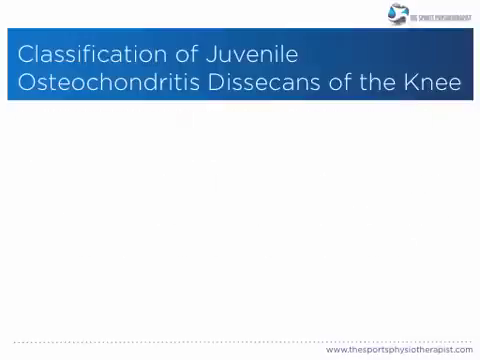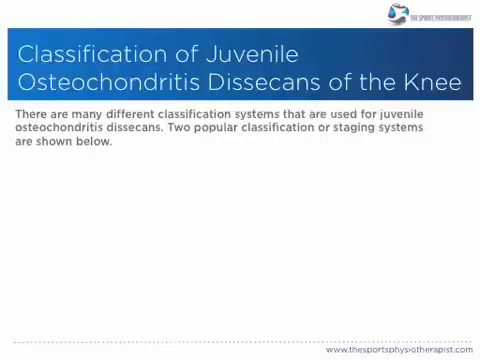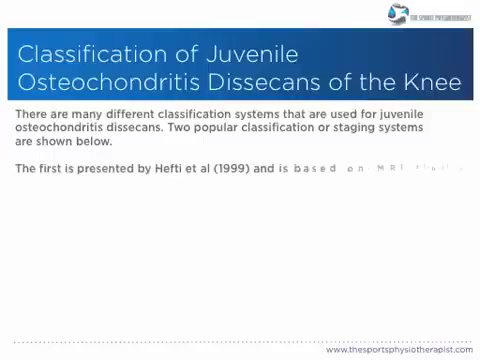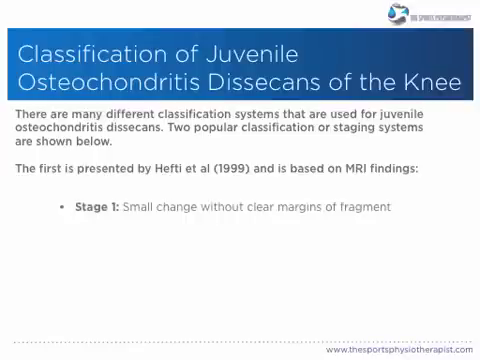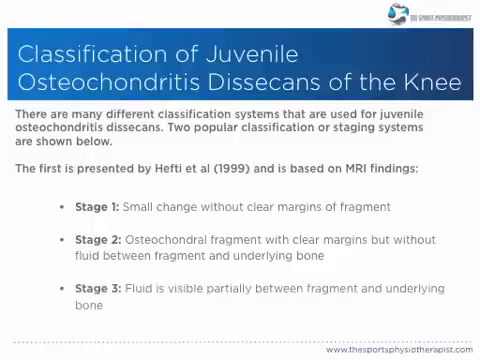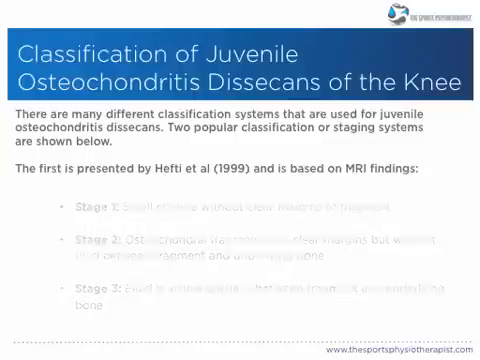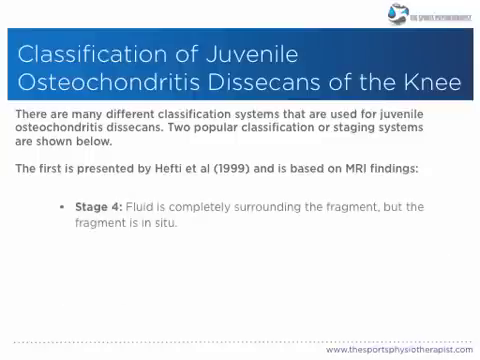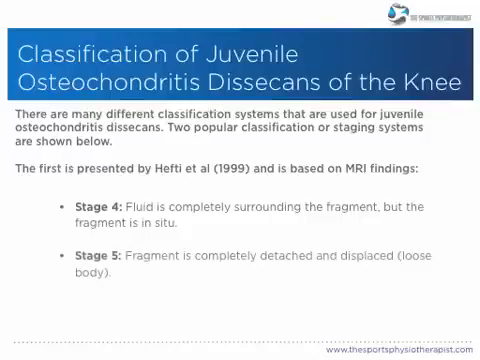There are many different classification systems that are used for juvenile osteochondritis dissecans. Two popular classification or staging systems are shown below. The first is presented by Hefty et al. in 1999 and is based on MRI findings. They suggest stage 1 is a small change without clear margins of fragment. Stage 2, there is an osteochondral fragment with clear margins but without fluid between the fragment and underlying bone. In stage 3, fluid is visible partially between the fragment and underlying bone. In stage 4, fluid is completely surrounding the fragment, but the fragment is in situ. And in stage 5, the fragment has become completely detached and displaced, and there is a loose body present.